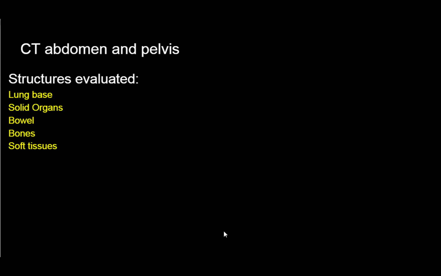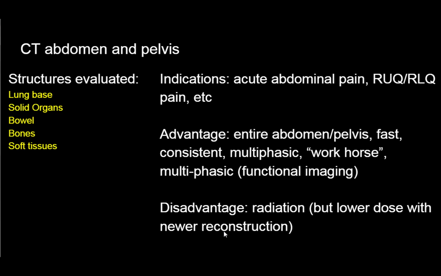CT abdomen and pelvis is another modality that we use commonly in abdominal evaluation. The structures that we evaluate include the lung base, solid organs, bowel, bones, and soft tissue. This is the workhorse of evaluating patients, typically with abdominal pain. It's done for many, many reasons, and common ones are abdominal pain, any location. We can do multiphasic studies to look for characterizing masses, and enterographies to look for small bowel pathologies.